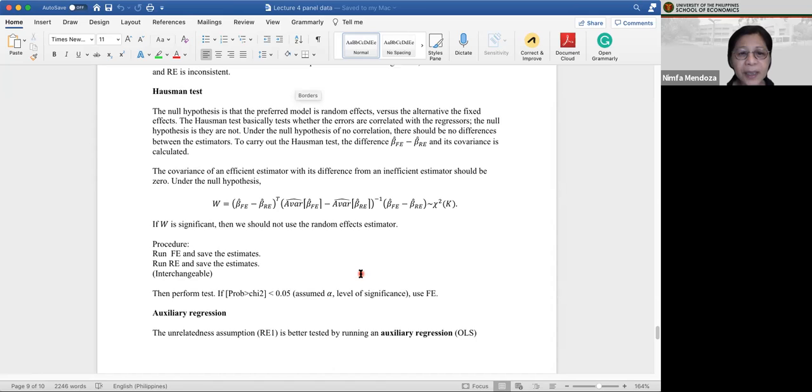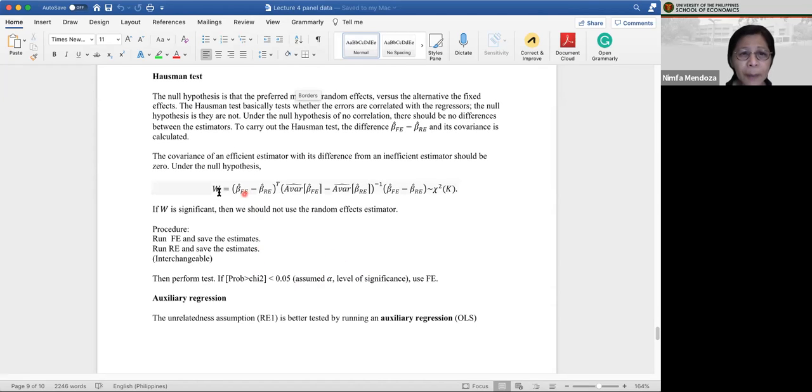If W is significant, then we should not use the random effects estimator. In Stata, you would get a line where the probability is greater than chi-square. If this is less than 0.05, our assumed level of significance, you would reject the null hypothesis and use the fixed effects estimator.